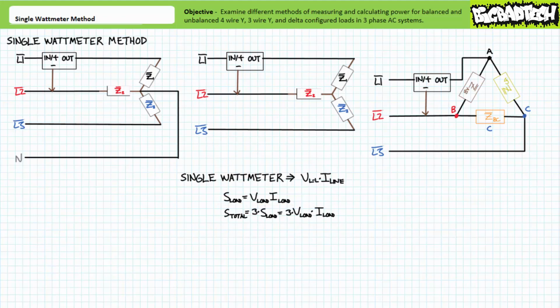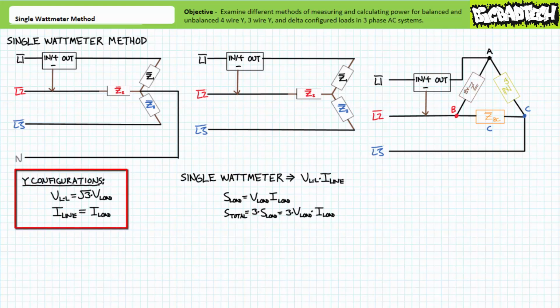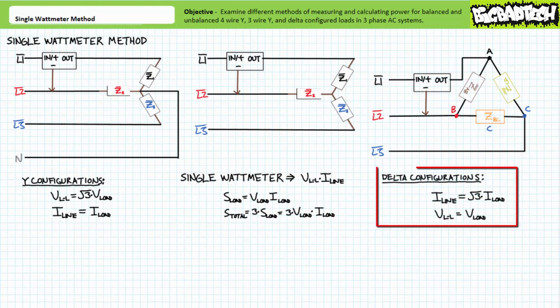To understand how a single wattmeter can yield a total power figure for a balanced system, it's helpful to remind ourselves about those properties unique to balanced load conditions. For balanced Y configurations, you'll no doubt recall that line-to-line voltage is square root 3, or roughly 1.73 times as large as load voltage. Additionally, for balanced Y configurations, line current is equal to load current. Balanced delta configurations, in contrast, experience line current magnitude that is square root 3, or roughly 1.73 times as large as load current. Additionally, for balanced delta configurations, load voltage is equal to line voltage.